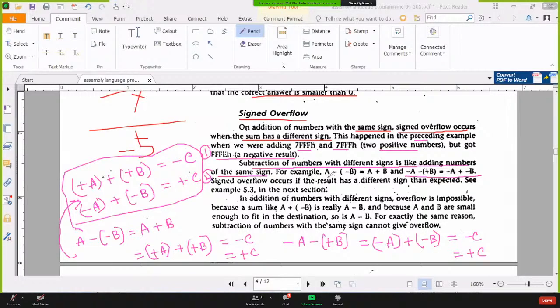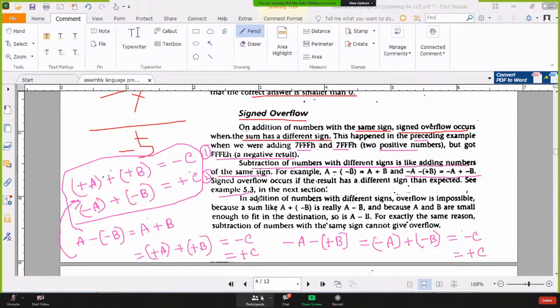For example, A minus B equals A plus minus B, and minus A minus plus B equals minus A plus minus B. Sign overflow occurs if the result has a different sign than expected. See example 5.3. We'll see that later. So then we have addition.